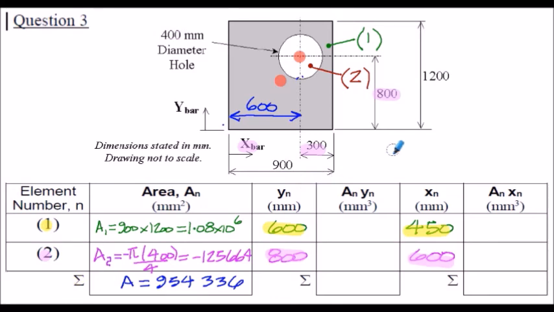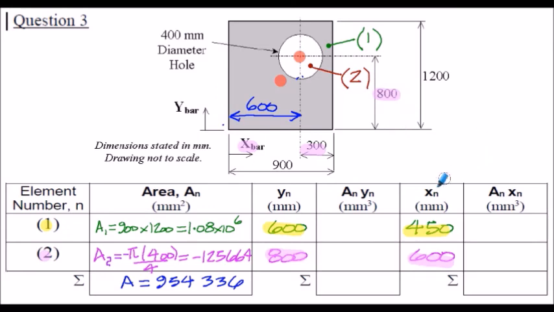On this slide, I've added in the y dimensions to the centroid of element number 1. That's the rectangle. That will be half of the 1200 millimeters in the vertical position to get to the centroid here. And we can see clearly the centroid of element number 2, the circle, is 800 millimeters from the bottom datum.